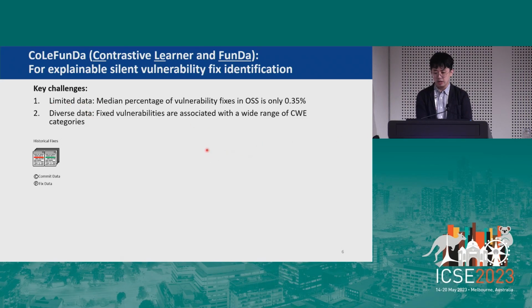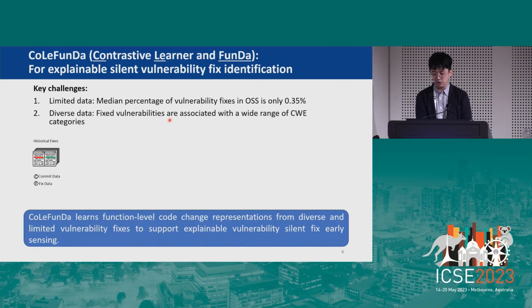Firstly, the fixed data is very rare. In media, there's only 0.35% of commits that are vulnerability fixes. Secondly, the vulnerability is related to a wide range of CWE categories, indicating diverse causes, behaviors, and consequences, resulting in diverse patterns of the corresponding fixes. So given the extremely imbalanced class distribution and the diverse patterns of the fixed data, it is difficult for traditional machine learning and deep learning approaches to effectively learn the information from the data.